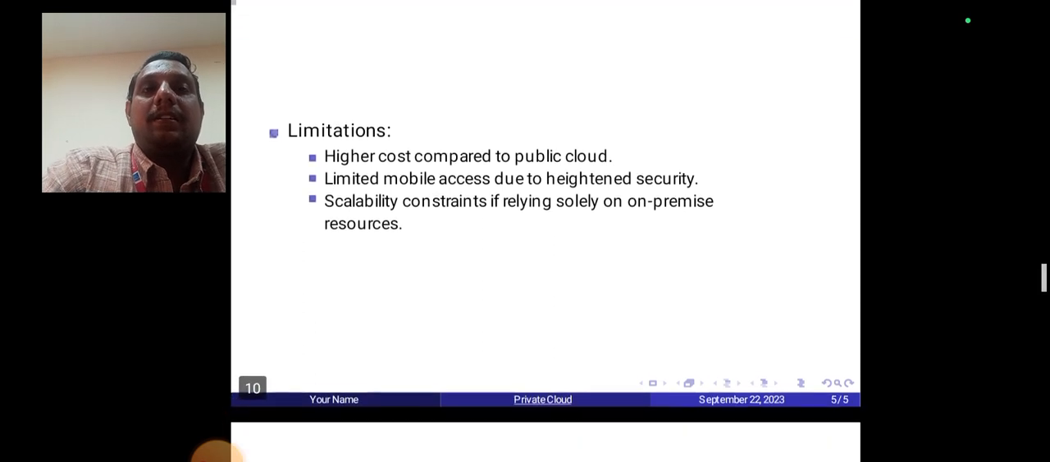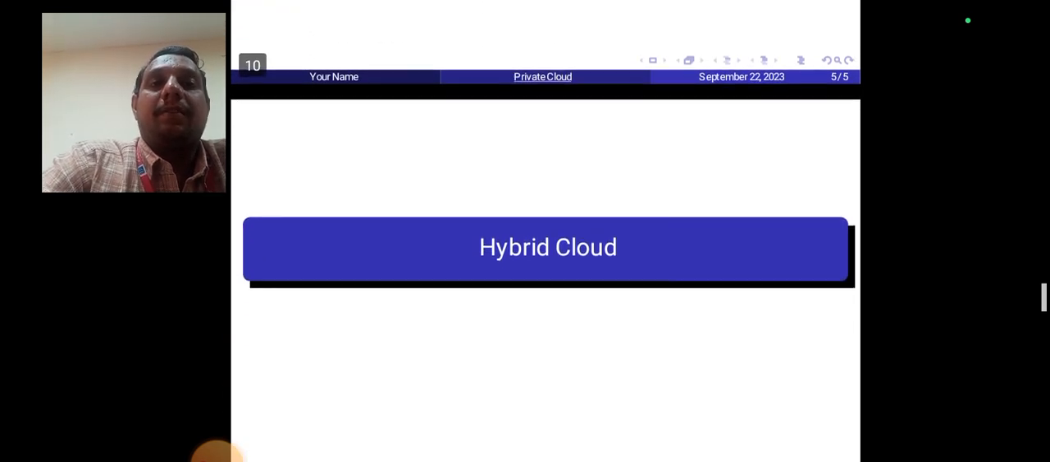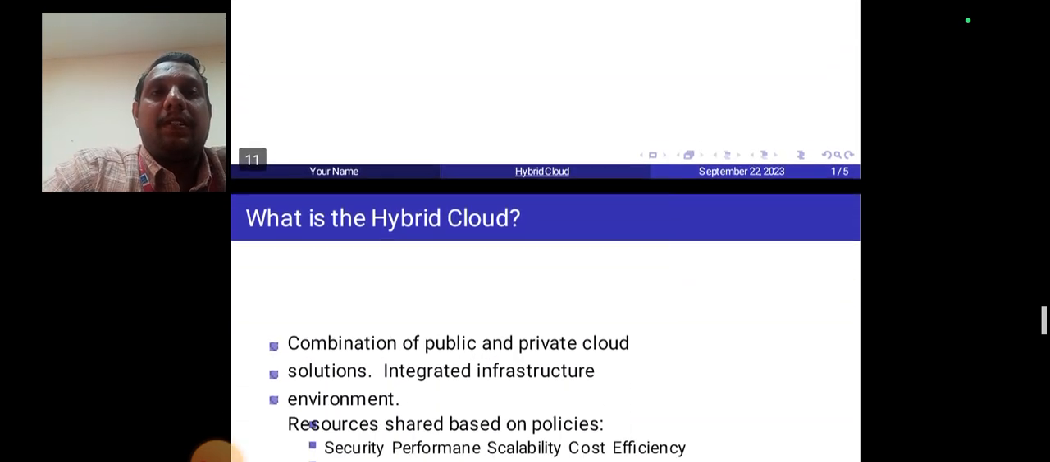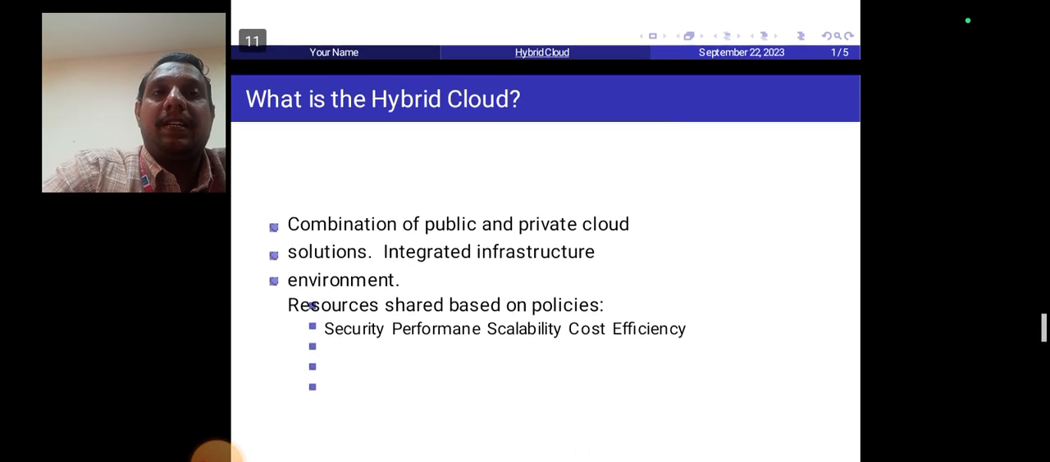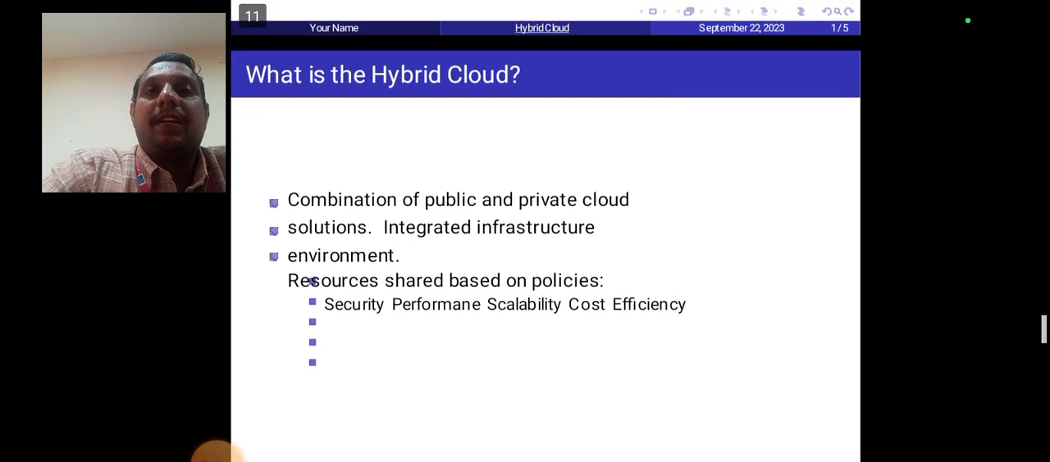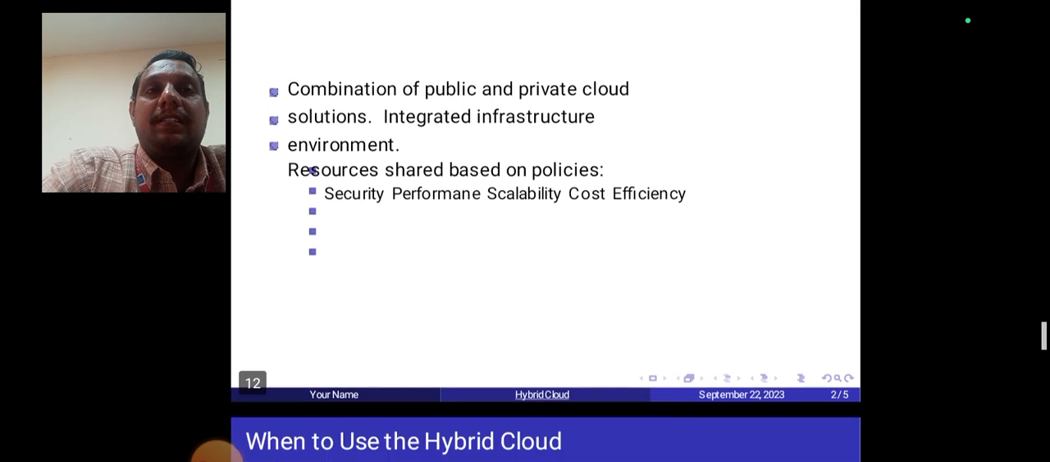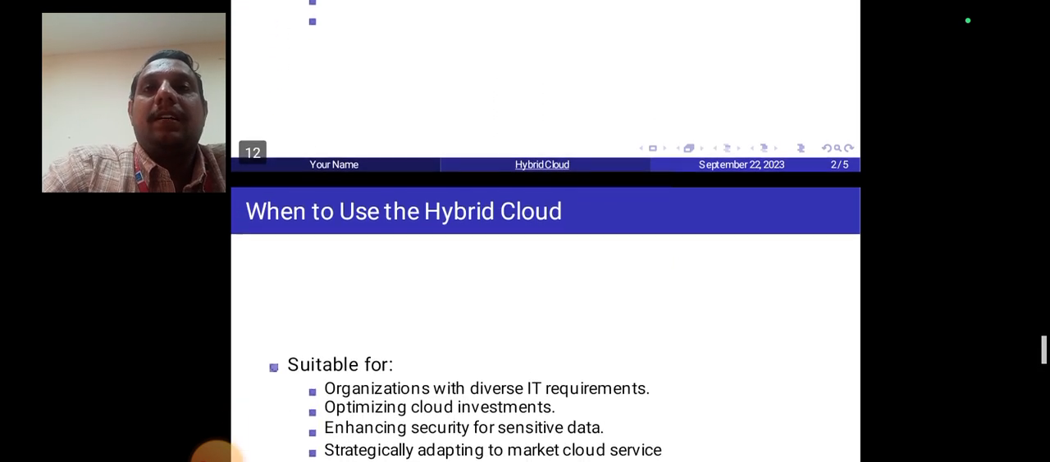The last one is the hybrid cloud. Hybrid cloud is a combination of public cloud and private cloud. What is a hybrid cloud? It is a combination of public and private cloud solutions, an integrated infrastructure environment, with resources shared based on policies, security, performance, scalability, and cost efficiency. When to use a hybrid cloud?